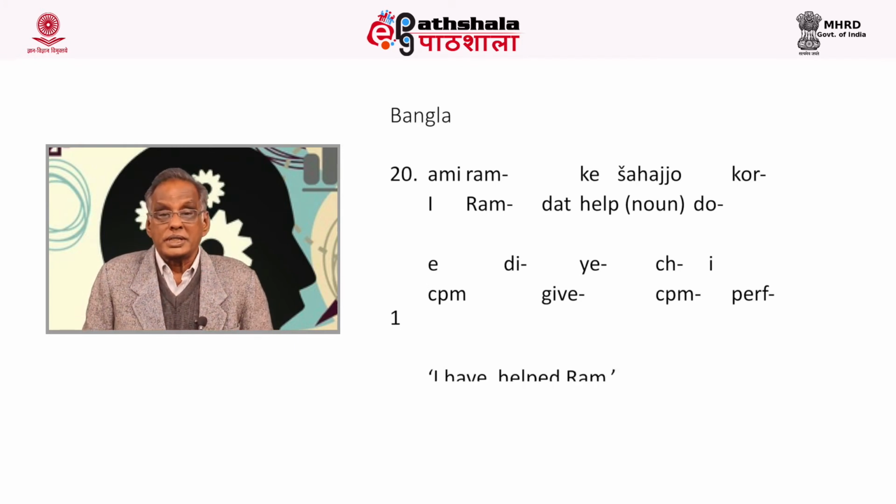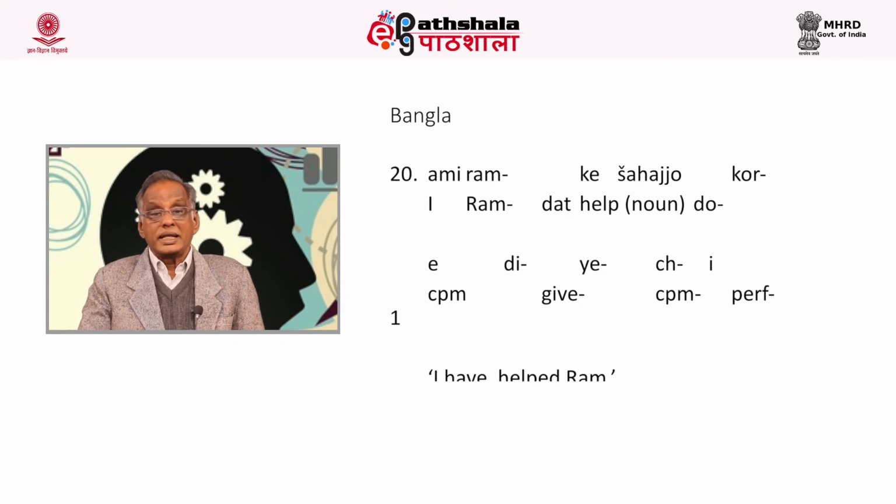In Dravidian too, it takes a dative case marker. Ami Ram ke shohajjo kore diyechi. I, Ram ke, to Ram, shohajjo, help, kore diyechi. मैंने राम की सहायता की. Here, in the Bangla sentence, if I translate that into Hindi, it will be मैंने राम को सहायता की.